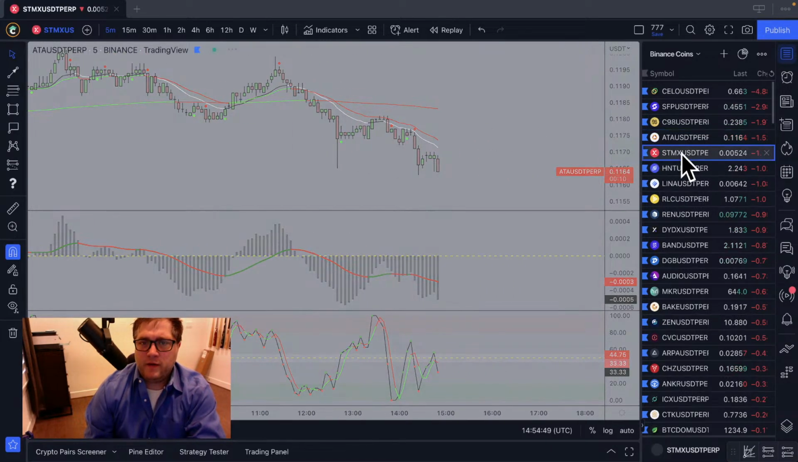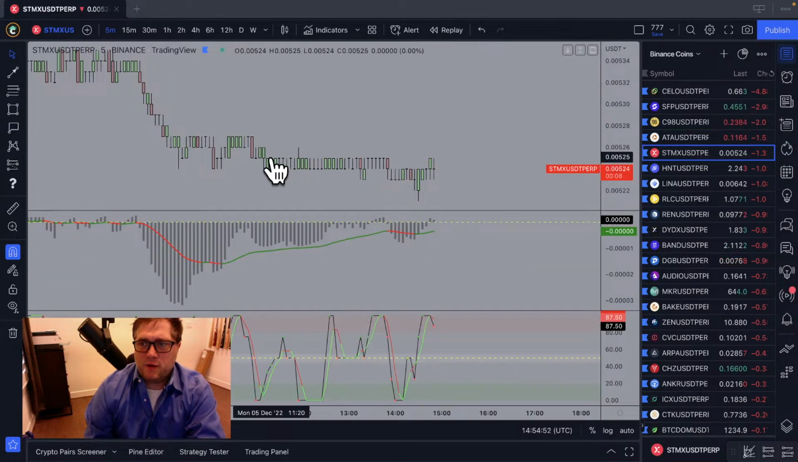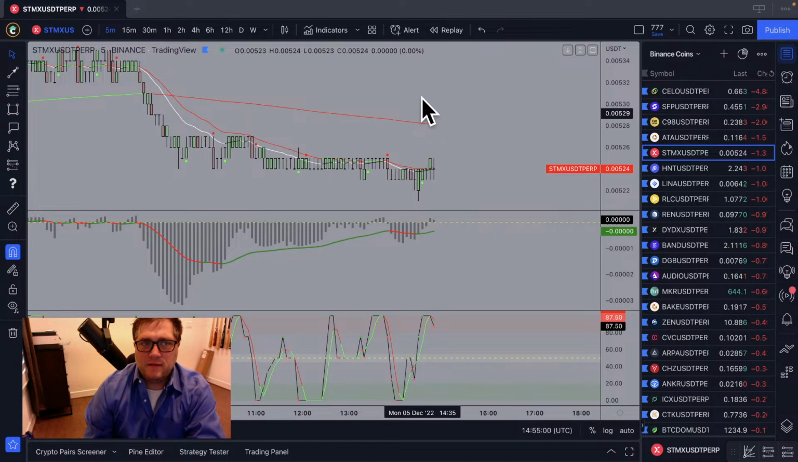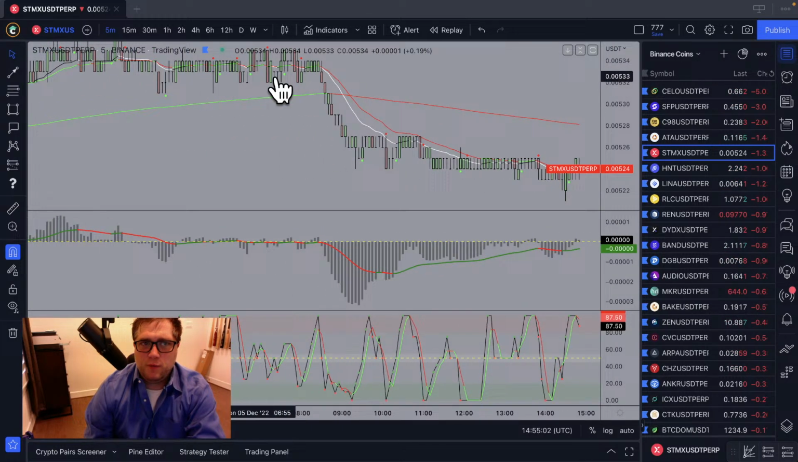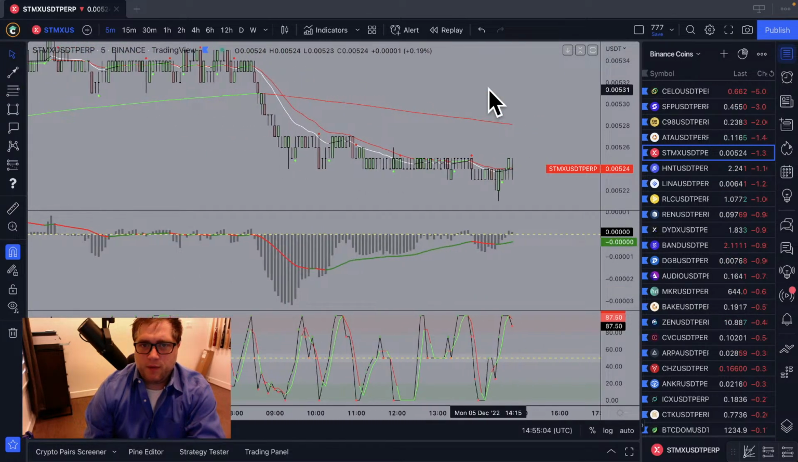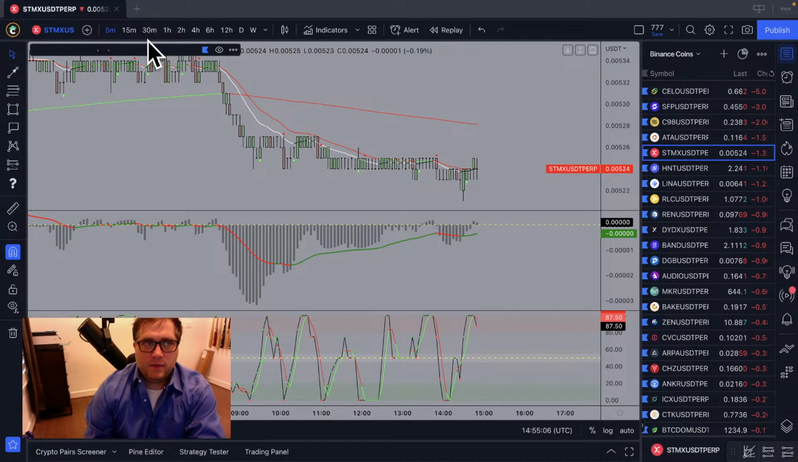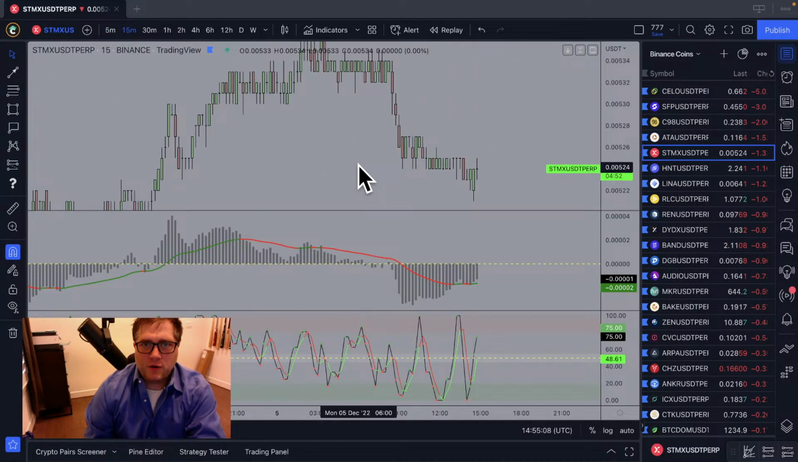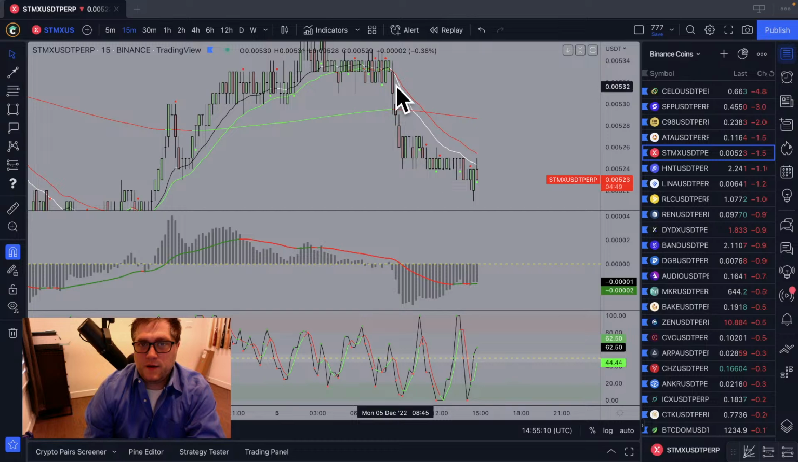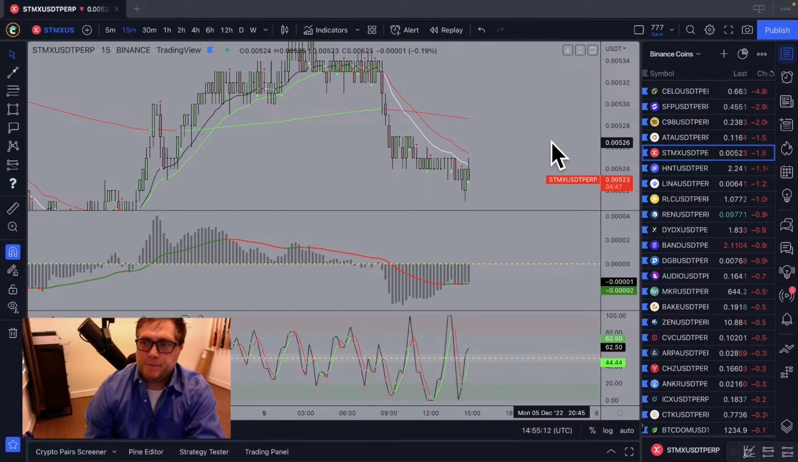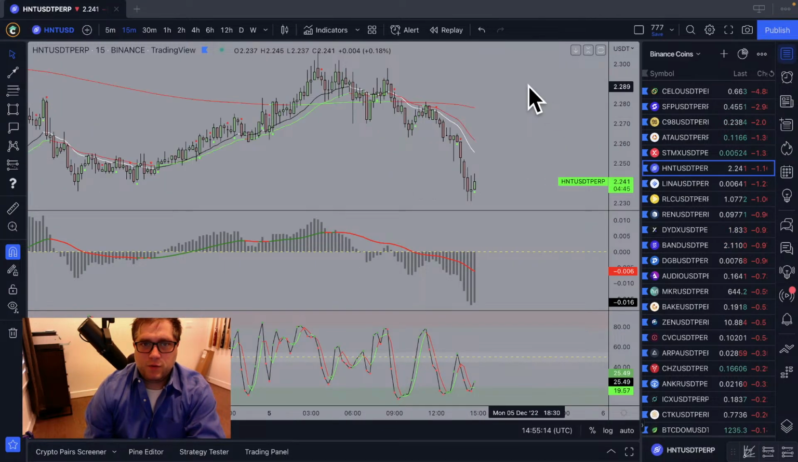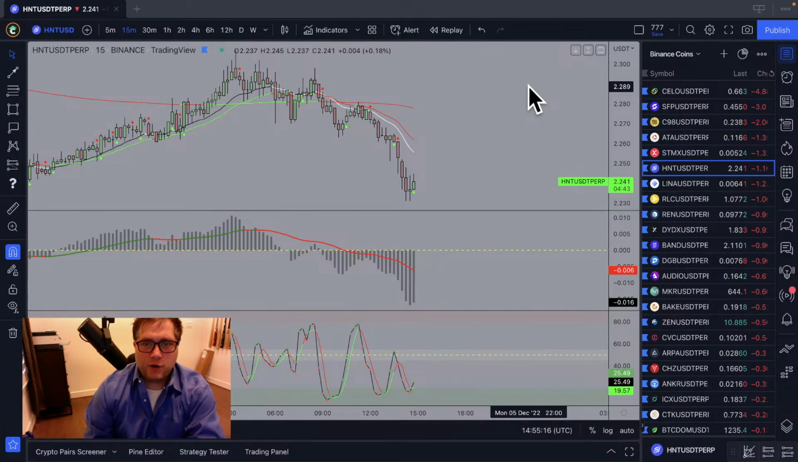A lot of these coins, for example, this one right here, STMX. How would you trade this on the 5-minute chart? This is ridiculous. This is asking to get wrecked, because there's nothing here besides a bunch of boxes, and that's it. But if you change it to a 15-minute chart, you get boxes, but it looks a little bit better. Here's your clear breakout right there. So you want to stay on the 15-minute chart when you're trading.